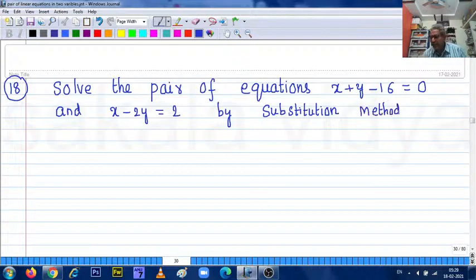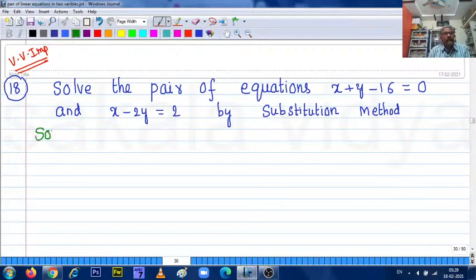We actually have two methods, substitution method and elimination method. These methods are very important. Very, very important question. You practice from your textbook also. This model you need to practice. Solve the pair of equations x plus y minus 16 equals 0 and x minus 2y equals 2 by substitution method. Let me explain how to solve this one.